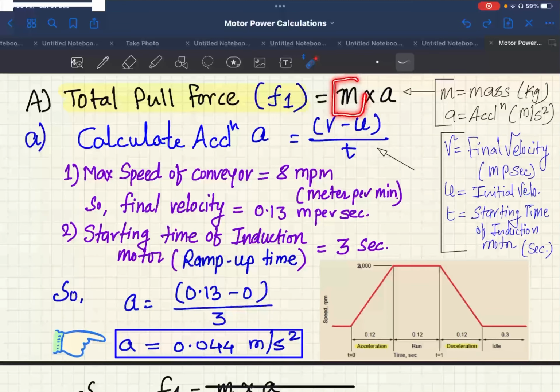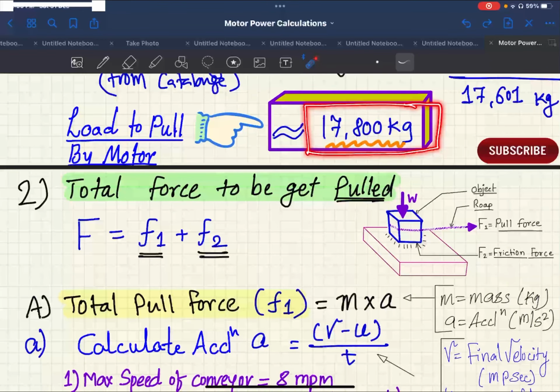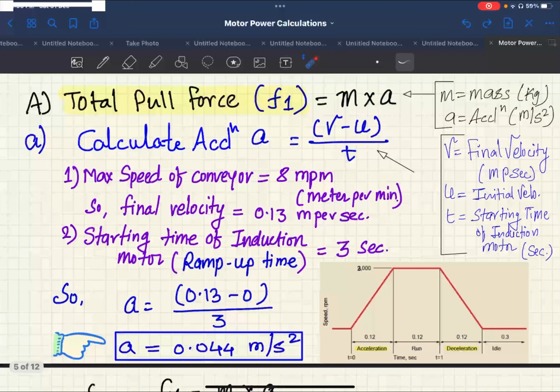Now we have a mass which we have just calculated, around 17,800 kg, that we need to move. For acceleration, we have a formula: A equals V minus U upon T. We will see what these notations say. V means the final velocity of the component, in meters per second. U is the initial velocity of the component, if anything. T is time, which is the starting time of the induction motor, which is always given in a catalog.